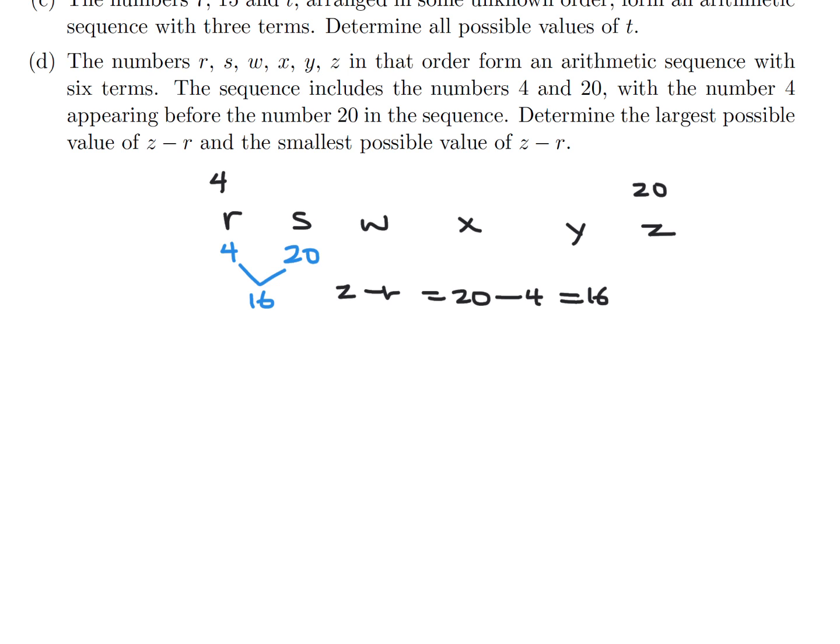And therefore, this is an arithmetic sequence, so that's 16. So the next one would be 16 more, so that's going to be 36. And the next one would be 16 more, which is 52. 16 more is 68, and 16 more is 84. So this time z minus r would be 84 minus 4, and that is 80. So 80 and 16 are the answers to this question.